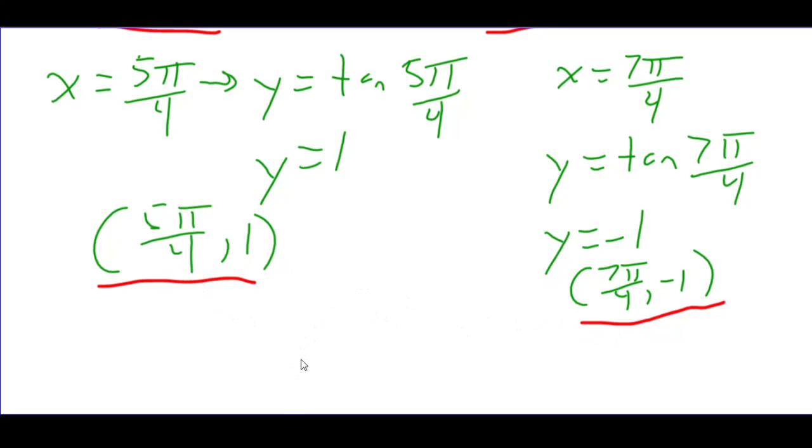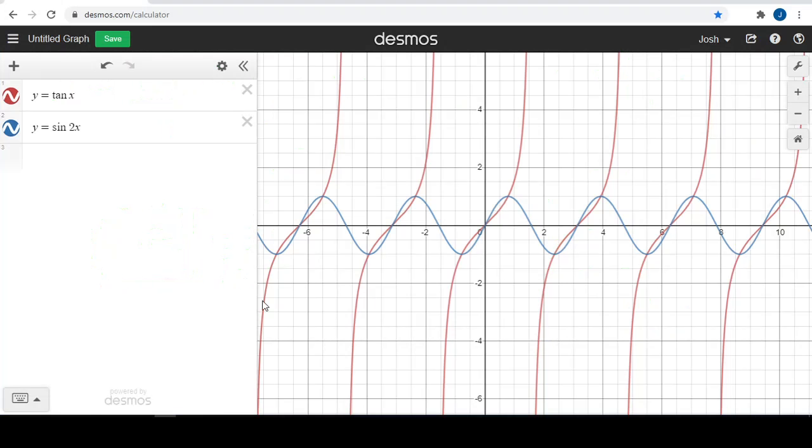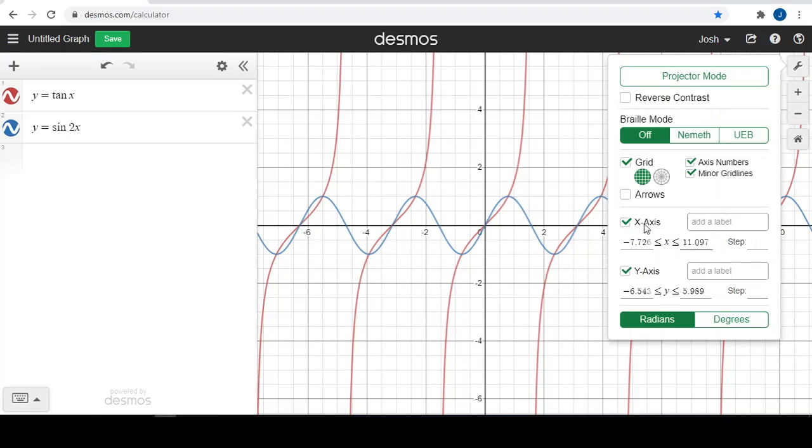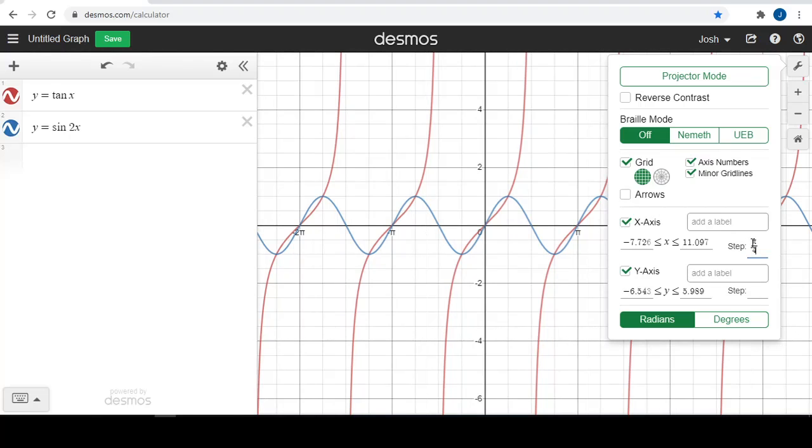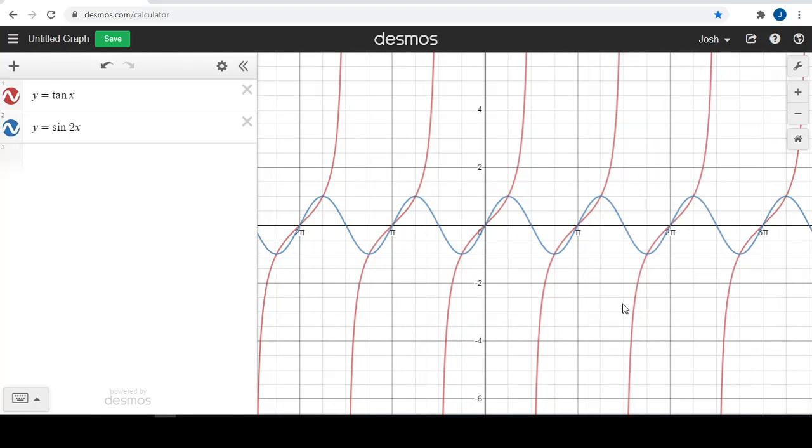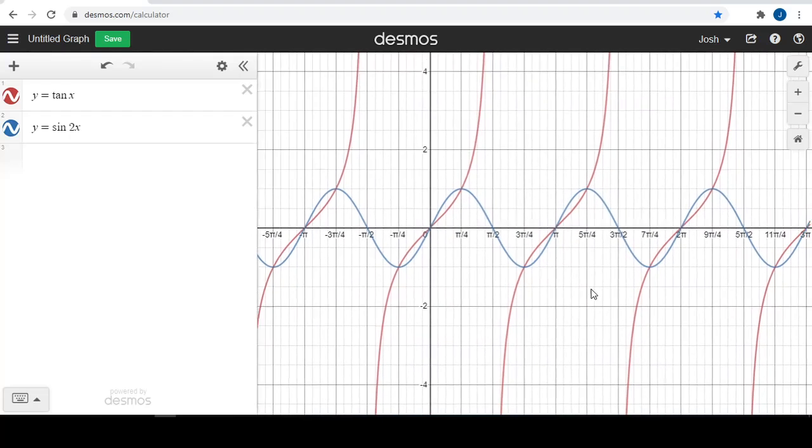The next thing we'll do here is look at the graph of this solution. So here are the two graphs in Desmos, y equals tan x and y equals sine 2x. I'm just going to change the numbers here, as they aren't very helpful when you're dealing in radians. So if I go to settings, then in the x-axis, I'm going to add a step, which is going to tell me how to label it. I'm going to do pi divided by 4. We'll see what that looks like. And then if you zoom in, you immediately see what it does here.